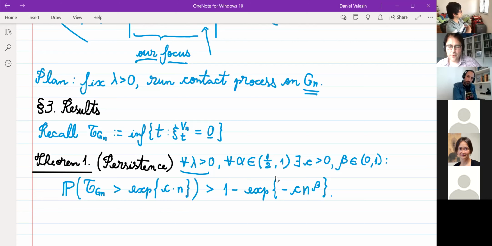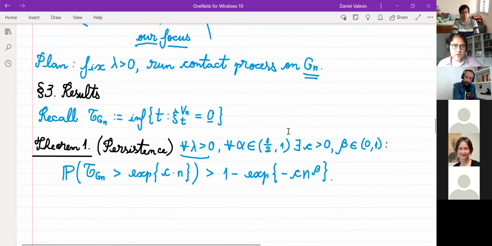We also show in the paper that you can't really improve this, you can't get exponential here, because you can pay a price of a stretched exponential order to make the graph behave in a certain way so that the infection doesn't survive that long. But anyway, outside this probability, the extinction time is indeed exponential.